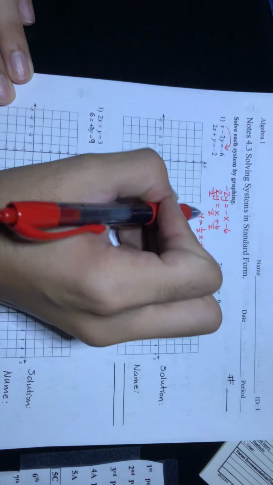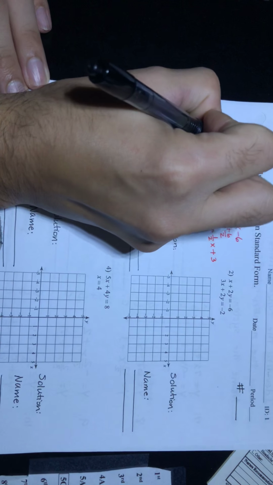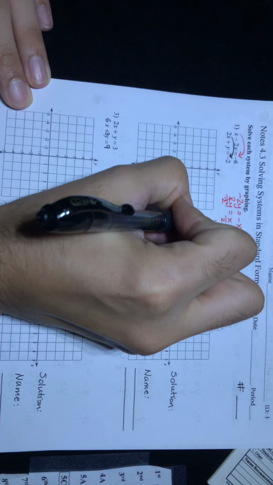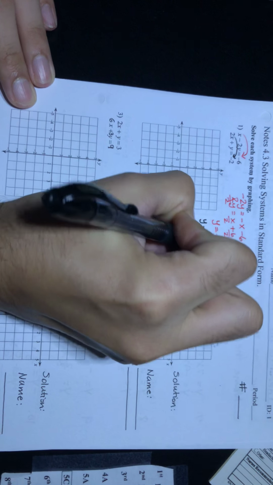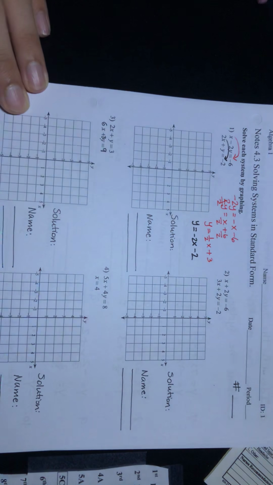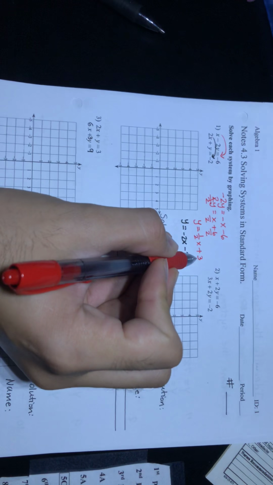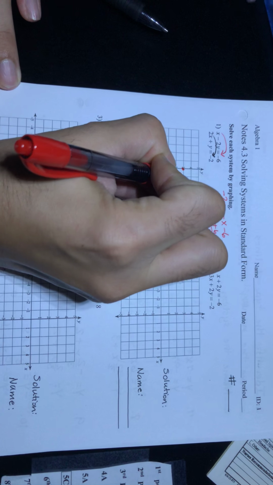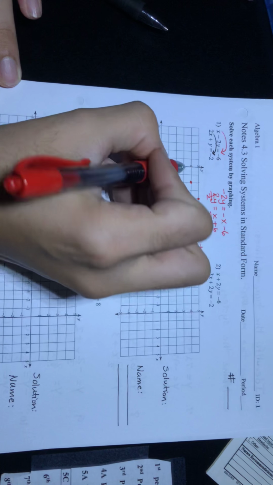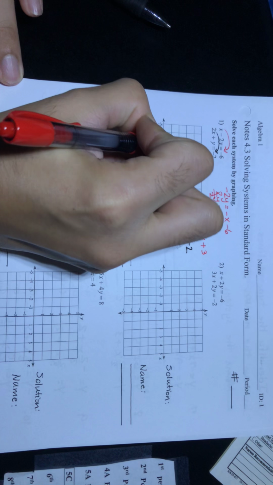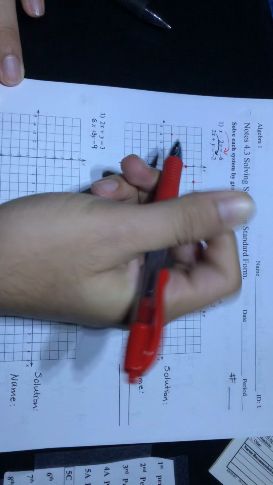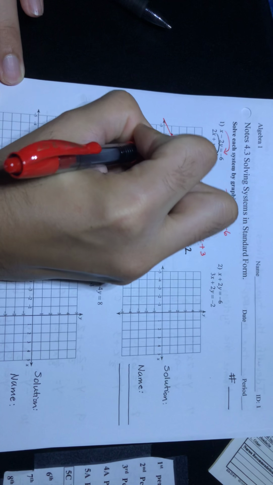Now, for the second equation, I would just move the 2x, and that'll be y equals negative 2x minus 2. So I got my two equations there, and then I just graph them. So the first one, I start at 3, and I go 1 up, 2 right. 1 up, 2 right. Backwards, it's 1 down, 2 left. 1 down, 2 left. So I graph this.